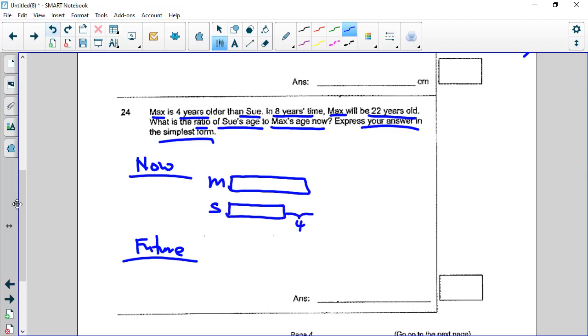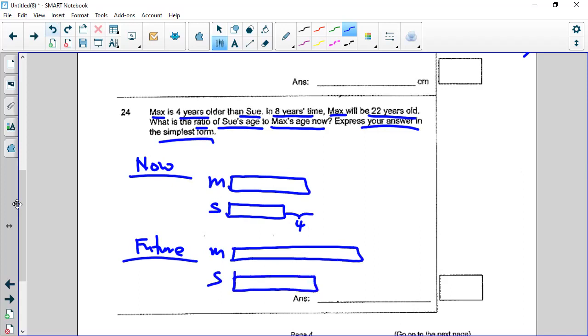This is 4 years older. In 8 years' time, what will happen to their ages? Their rectangle will become longer. But this is a before and after problem. What is still the same? What is unchanged? The difference is always the same. Take note. The difference is unchanged. So every time it's an age problem, the difference is always unchanged.